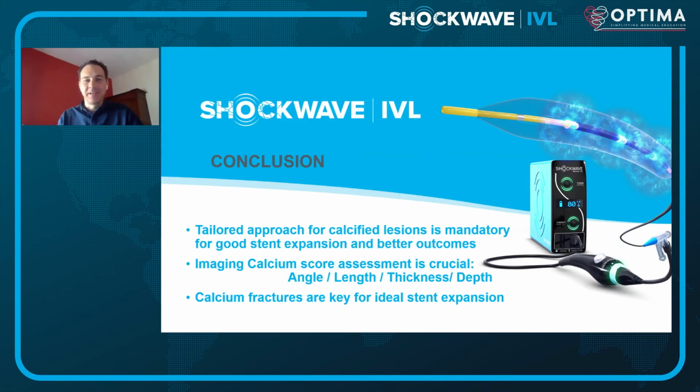In conclusion, a tailored calcium approach is mandatory for all calcified lesions for good stent expansion and better outcomes. The key point is imaging and the calcium score, which is assessed depending on a few important things like angle, length, thickness, and depth of the calcium. And then we assess again the calcium fracture, which is key for ideal stent expansion and good outcomes. So thank you for your attention.